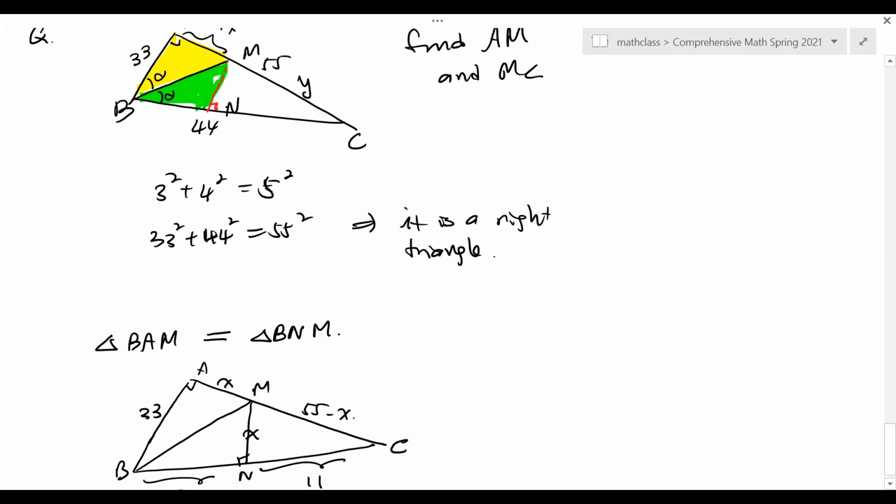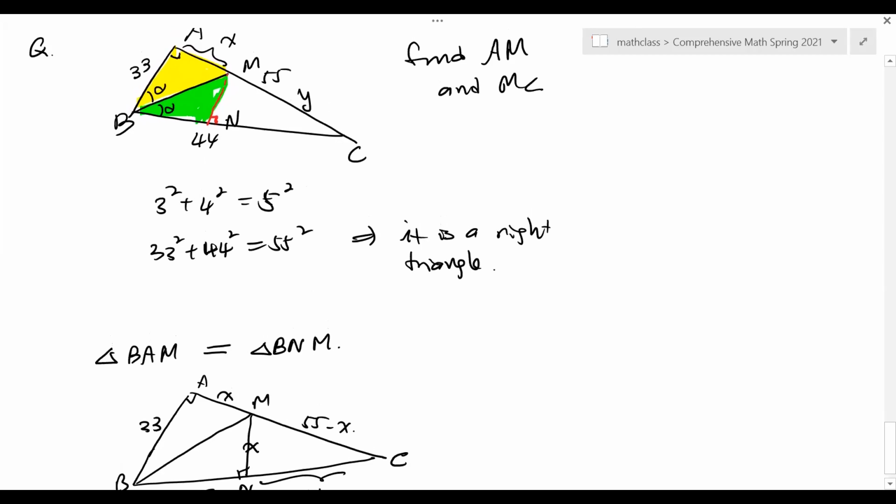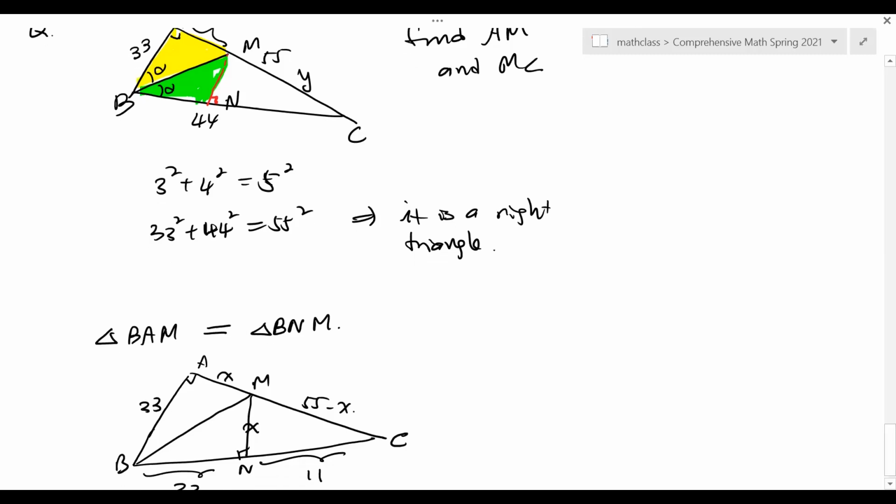First of all, I draw an additional line from M to N so that MN is perpendicular to BC. Then I realized that those two triangles are congruent because they're identical. The corresponding angles are equal, and BM is also a common side. So those two triangles are the same size, so they're identical. So triangle BAM equals triangle BNM. Now I redraw the picture again.